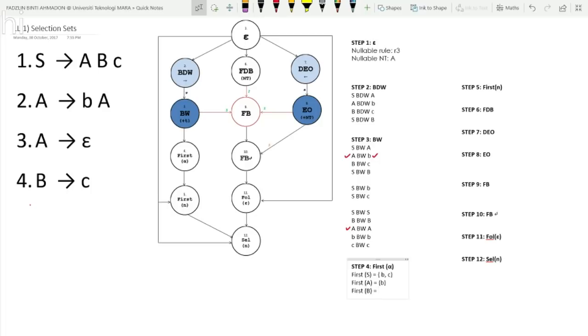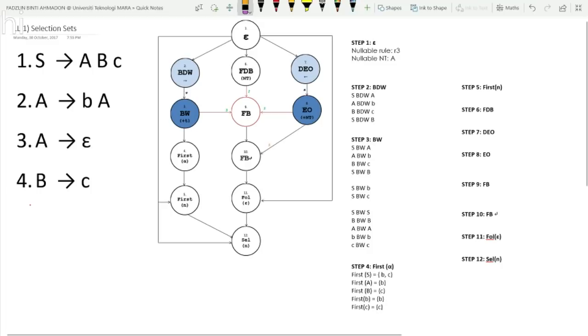Same step that we did. So these are the 2 pairs that have B on the left side, but only this one has a terminal on the right side. Therefore, first of B is c. Okay, after all the non-terminals, we can proceed with terminals. First of b is b, and first of c is c. So same step, we choose the one that has b on the left side and a terminal on the right side, c on the left side and a terminal on the right side. So now we have generated the first of all symbols.